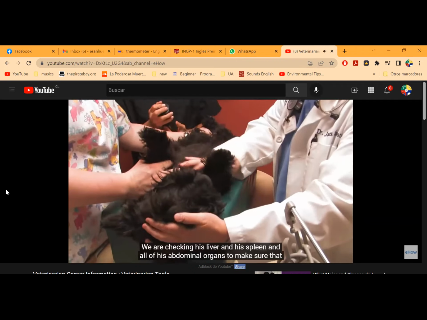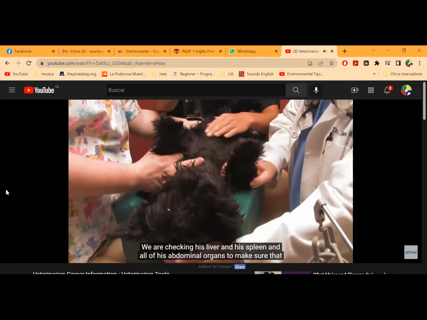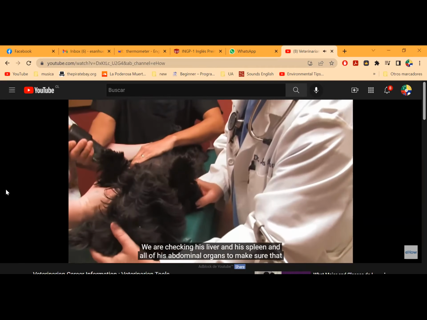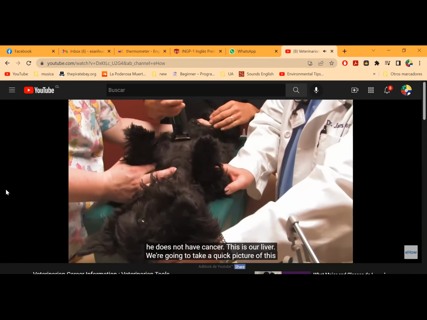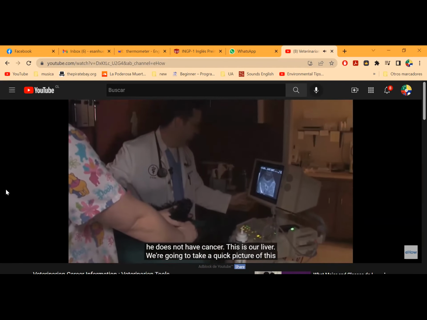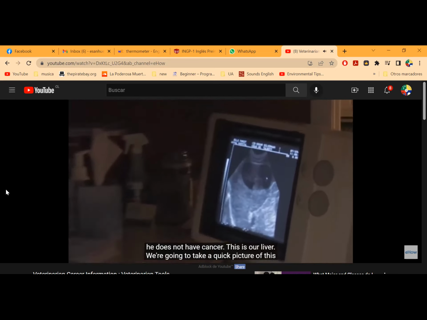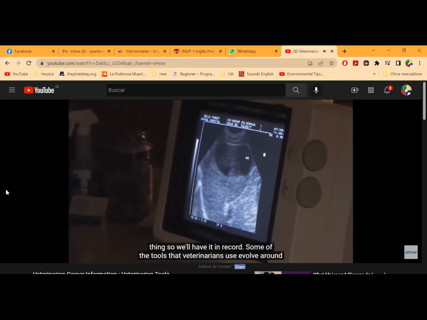So we are checking his liver and his spleen and all of his abdominal organs to make sure that he does not have cancer. This is our liver. We're going to take a quick picture of this thing so we'll have it in record.